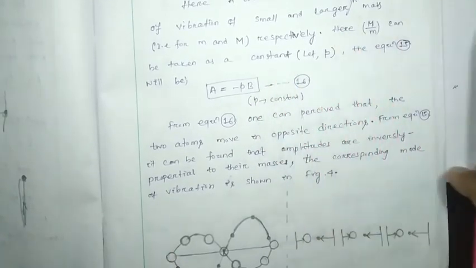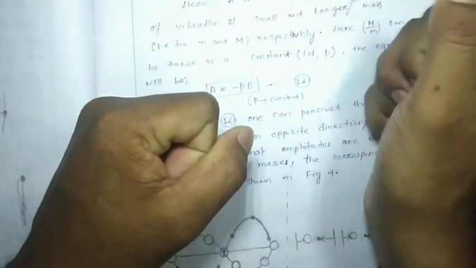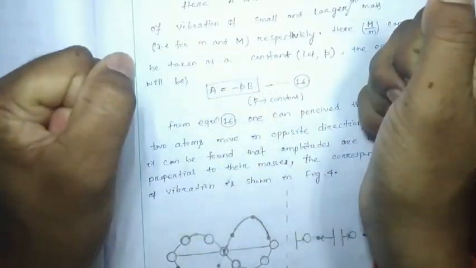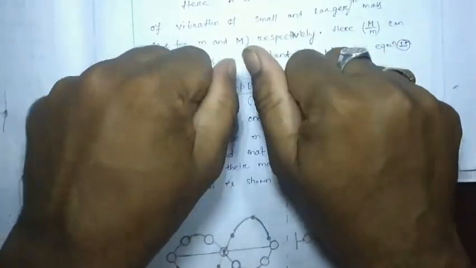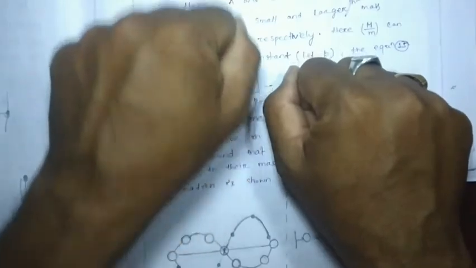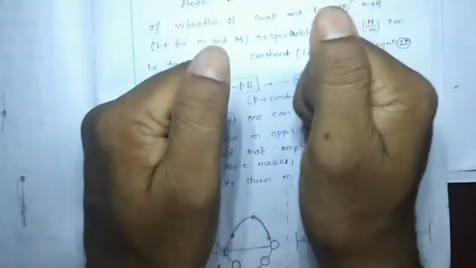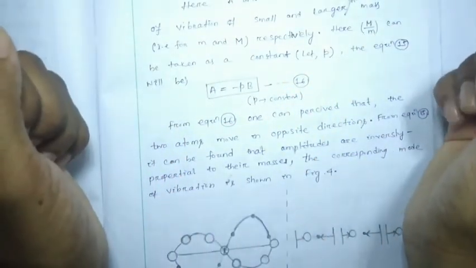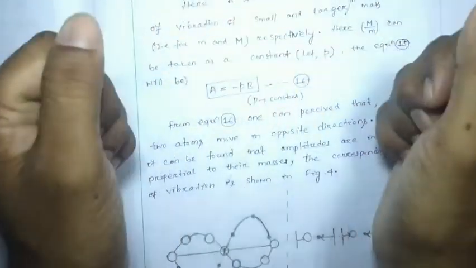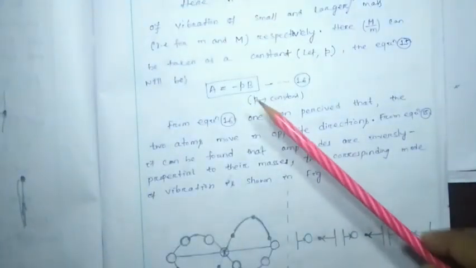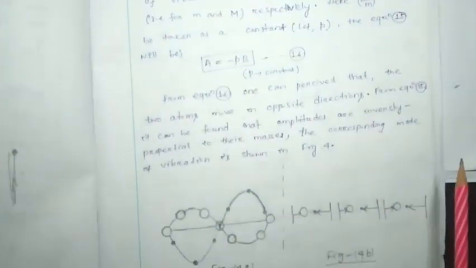So that means if one atom is moving in this way, another atom is going to be moving in this way, longitudinally. If one atom is moving this way, another atom is moving this way. They are moving opposite with each other. So they are moving opposite with each other. From this equation number 16 we have concluded this.